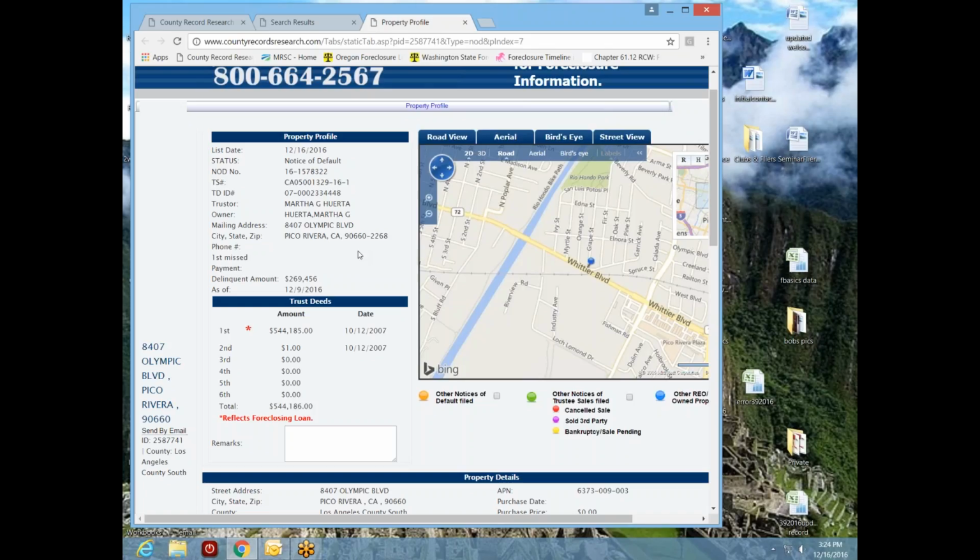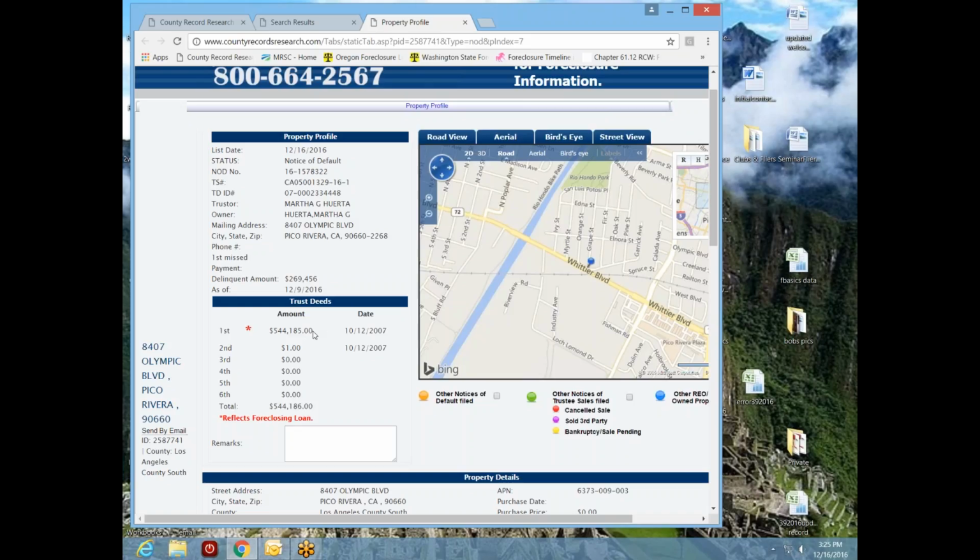The important fact here is this. Either Martha's there or she should have family members that are there. There should be someone with the power to sell the property. And if there is, that's our opportunity to buy it before the auction. And let me explain. Notice that we have a delinquent amount that's, again, outrageous, $269,476. Now on the surface, this seems awful because we have a loan from 2007 that was originally for $544,000.